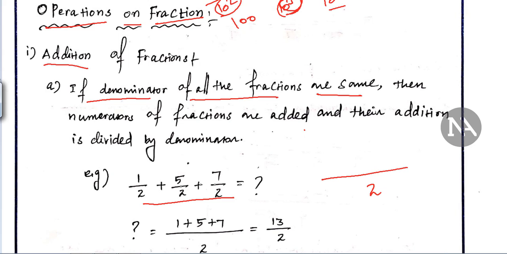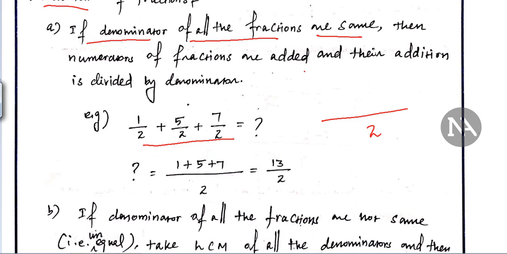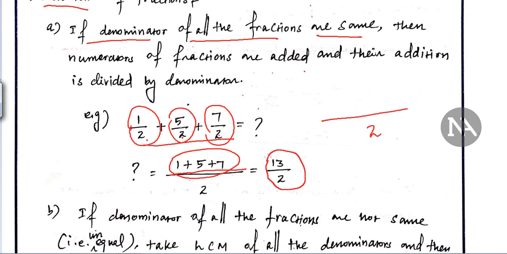Here in this case we are going to add 1 by 2, 5 by 2 and 7 by 2. So the denominators of all three fractions are the same. Then we will take a common denominator and the numerators are added straightforward. You can directly add the numerators. So 1 plus 5 is 6, 6 plus 7 is 13. So the final answer is 13 by 2. In this way you can add the fractions if the denominators are the same.